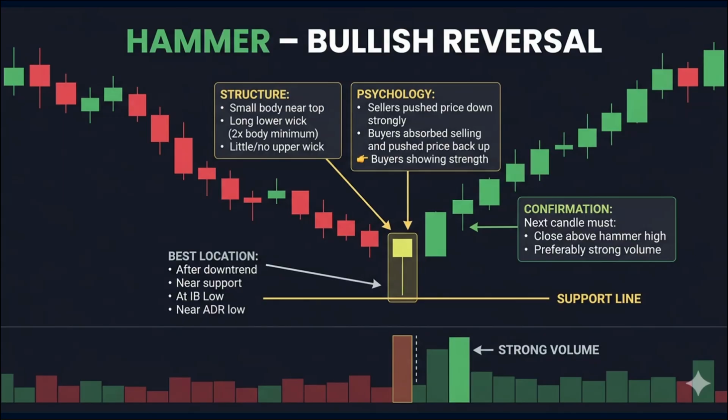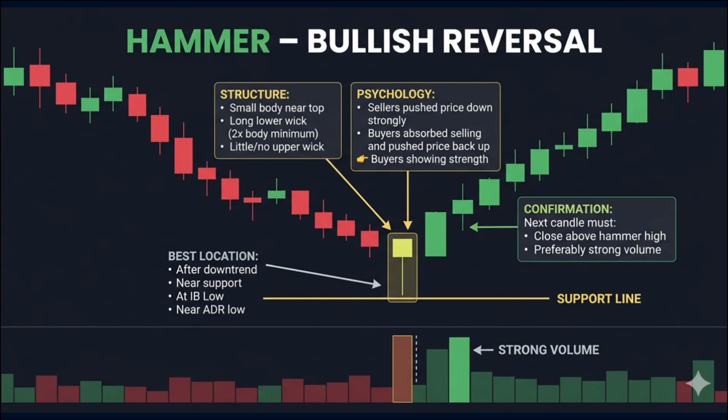There are other scenarios too. If the confirmation candle gaps up above the hammer's body, the reversal probability increases significantly. A lower wick that is 3x or 4x the body size is even more bullish than the standard 2x, as it shows a violent rejection at the lower prices.